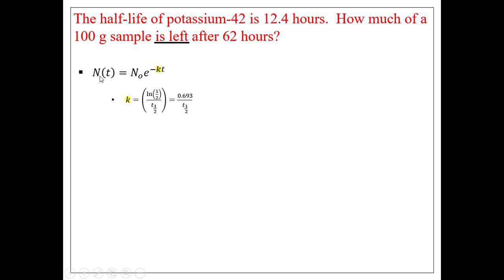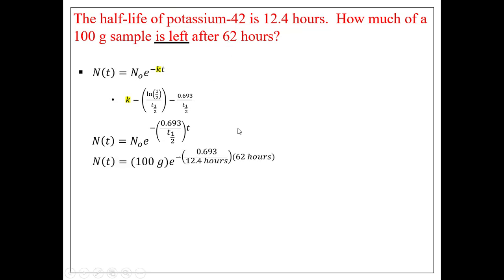Okay, so here I'm just going to carry the function down. N(t) is equal to N naught times e to the negative kt. I'm going to substitute out k, replacing it with ln(1/2) divided by t half-life, hence the function gets carried down. In order to find N(t), I need to know the starting amount, which is given as 100 grams. T half-life is given as 12.4 hours, so this particular potassium-42 splits every 12.4 hours. And then how much time has gone by? The problem says 62 hours.